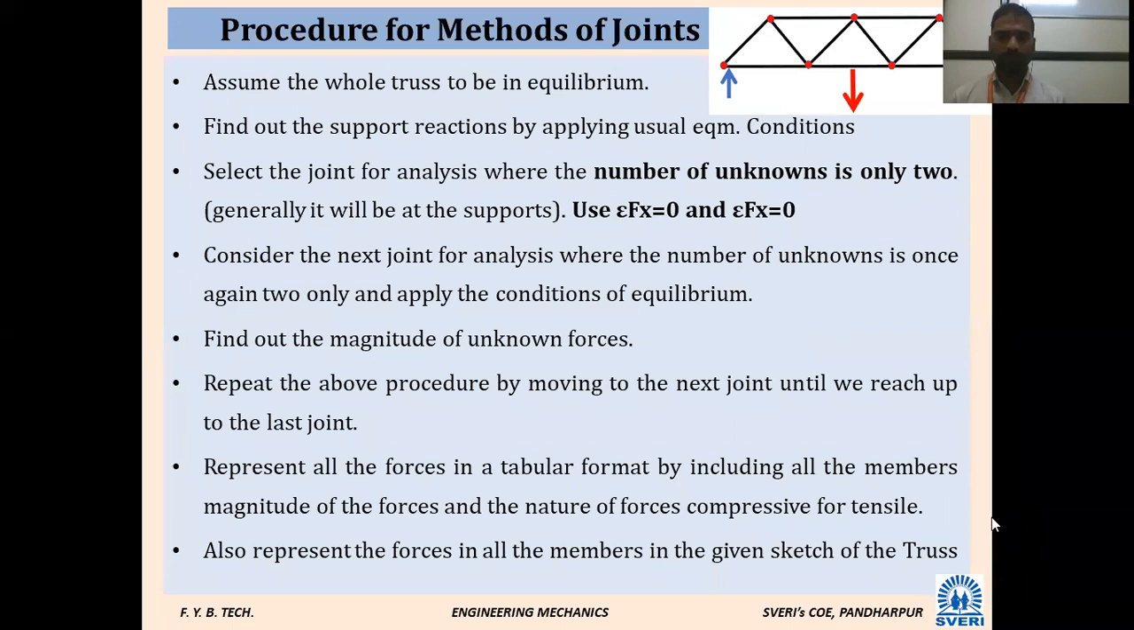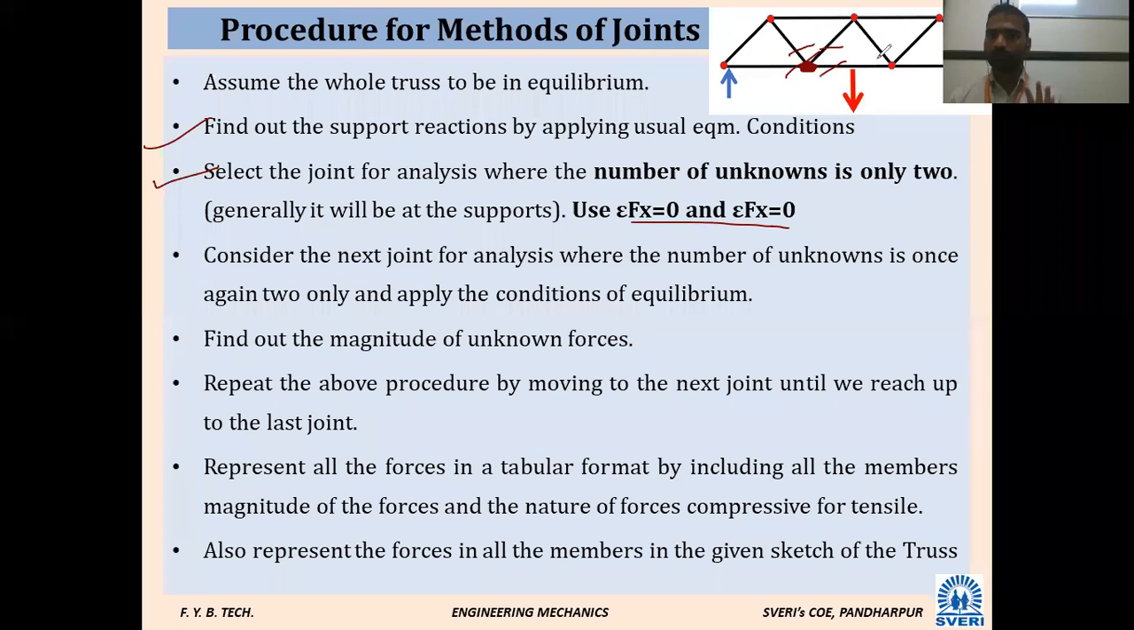First of all, it should be in equilibrium. The next step is you have to find the support reactions. Next, you have to select a particular joint in which there should be only 2 unknowns. See, in this joint, how many members are connected? 4. But among 4 members, how many are unknown in the method of joints? The maximum should be 2 unknowns, because I have only 2 equilibrium equations. The other 2 should be known.